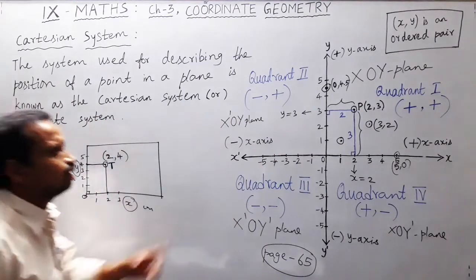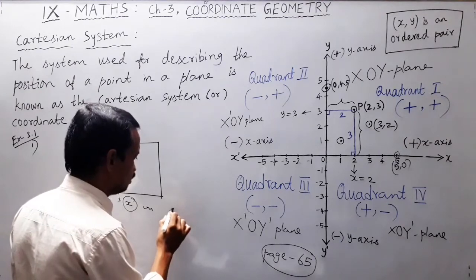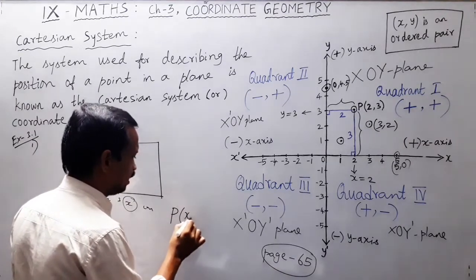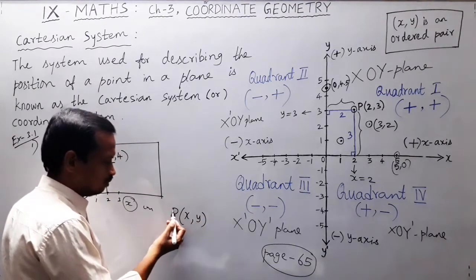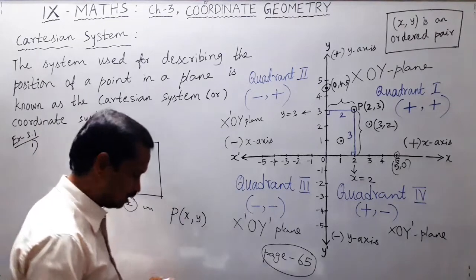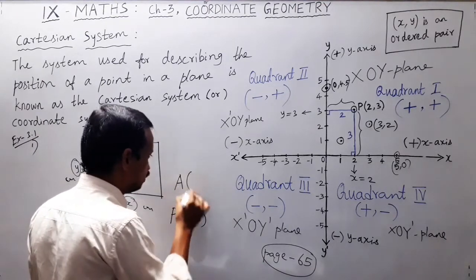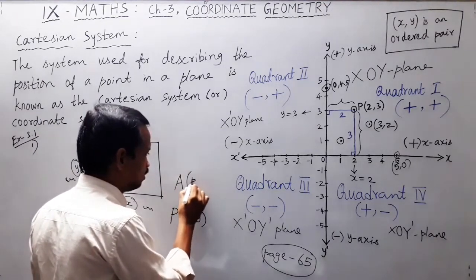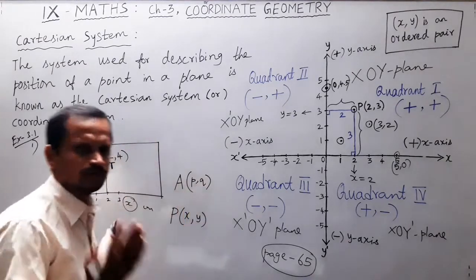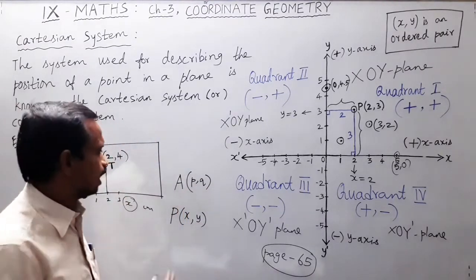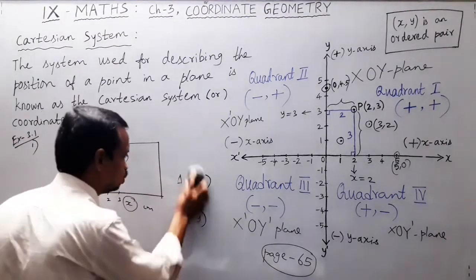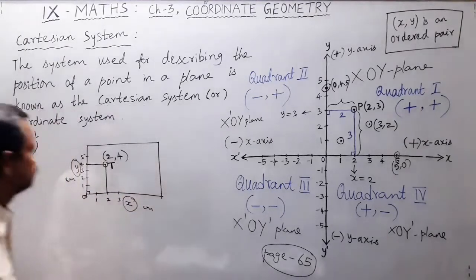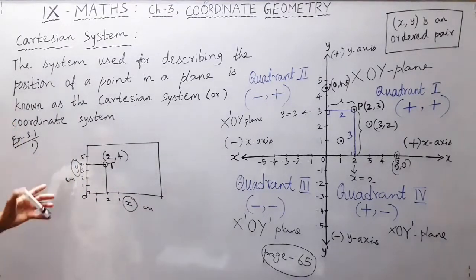Suppose you write point P in the bracket x comma y. The x comma y inside the bracket is in small letters, but the name of the point should be in capital, for example, point A. Here we can write P comma Q, where P is the x coordinate, Q is the y coordinate, and the name of the point is A, which should be in capital letter. So these are some rules you should know under this chapter. Like this, you can answer question number 1.